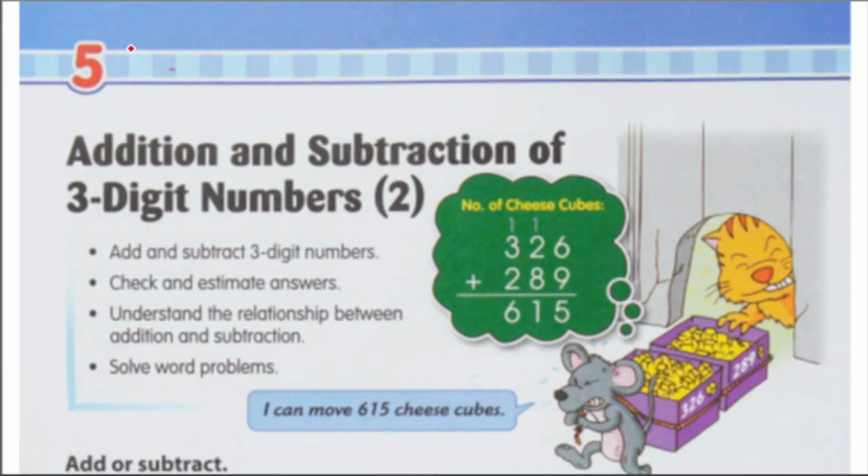So this is chapter 5. In this chapter, we will learn addition and subtraction of three-digit numbers. This is part 2. So in this chapter, we will discuss how to add and subtract three-digit numbers, check and estimate answers, understand the relationship between addition and subtraction, and solve word problems.